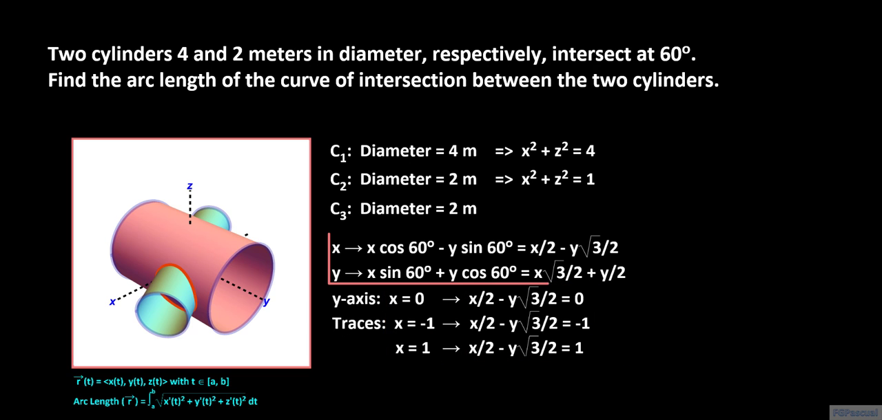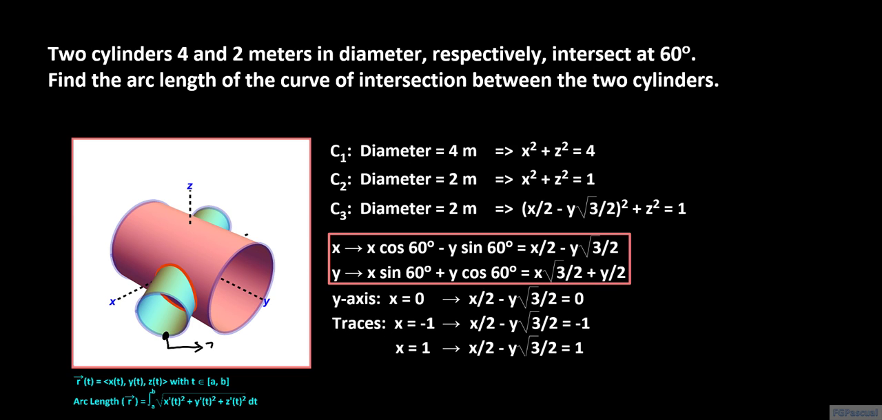We apply the rotation transformation to C sub 2 to get the equation for C sub 3. We get the equation, the square of the quantity x over 2 minus y times the square root of 3 divided by 2, plus z squared equals 1. z goes from minus 1 at the bottom of C sub 3 to z equals 1 atop cylinder C sub 3.